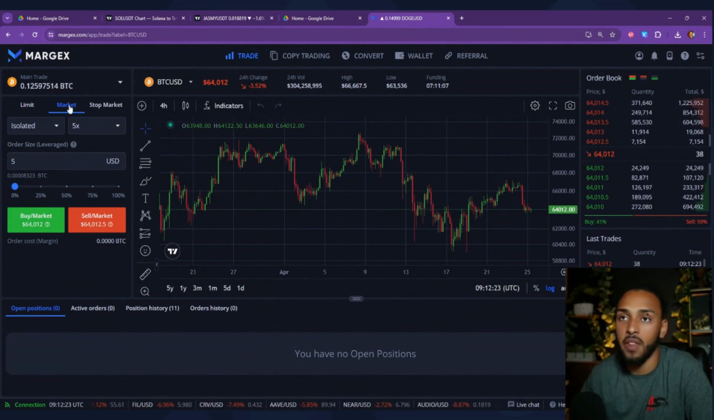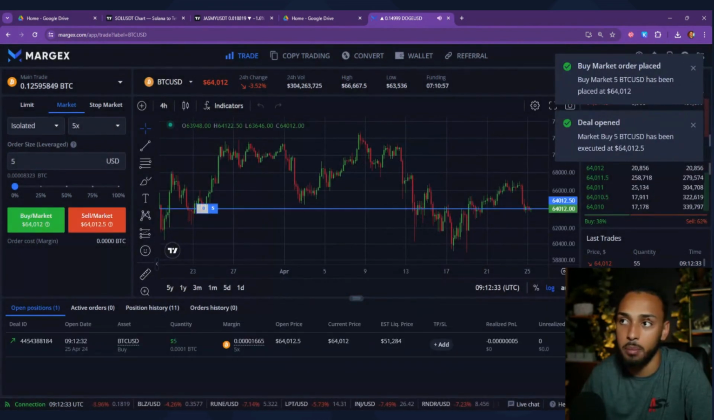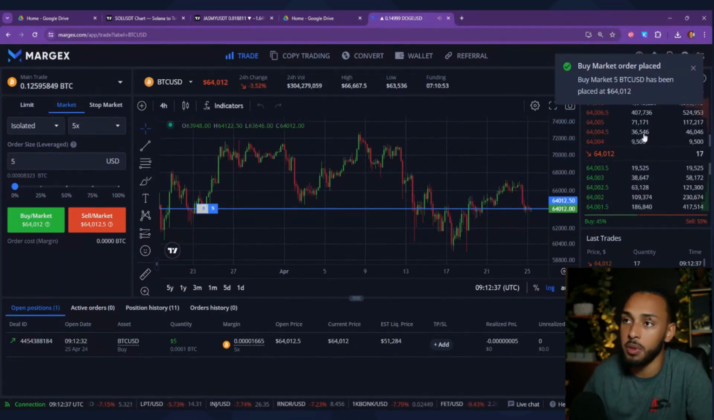Okay, so now we have a market trade, isolated leverage, 5x leverage, $5 trade. And let's go in and let's just buy it on the market. So let's just do this. Don't show this again. And let's just go ahead and press. Boom.